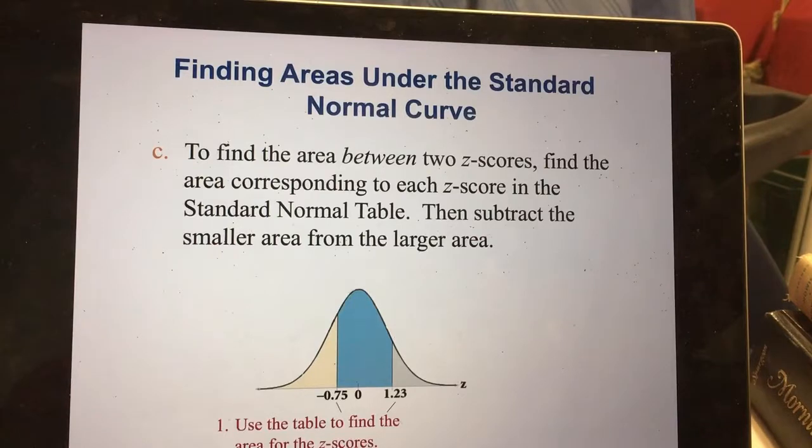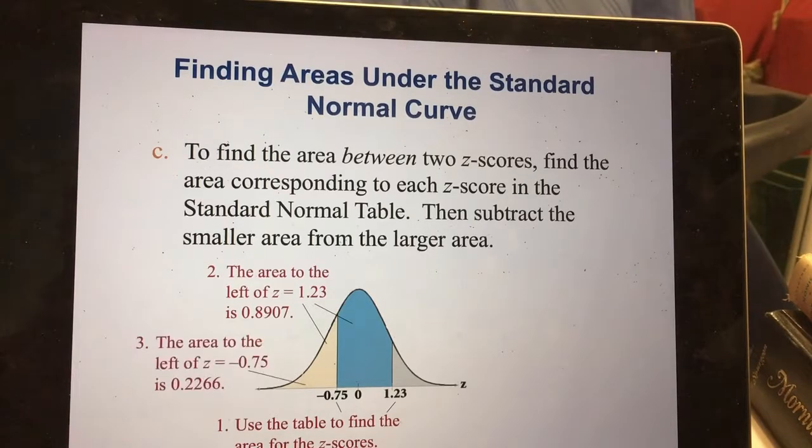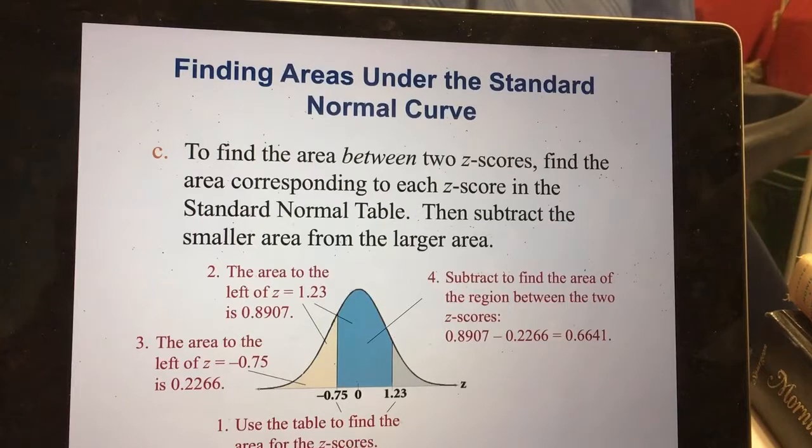Okay, if we're ever asked, and we will be, to find the area between two z-scores, we will find the area in the table for both of them and then subtract the two, just like I did on the example that I gave you on the board for 1 standard deviation to the left and the right, and 2 standard deviations from the left to the right. We're going to subtract the two areas to find the area in between, because the area given on the chart is always going to be to the left.